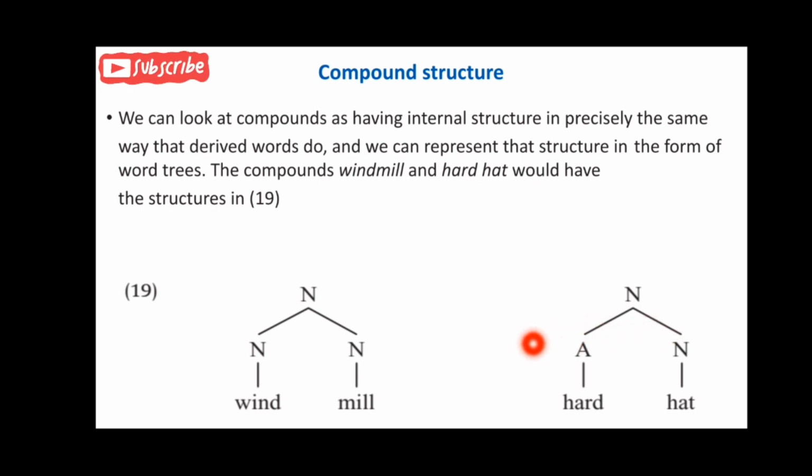And here we have hard hat. So hard is an adjective, and hat is a noun. You can see as a whole we can call it a noun, right? Even though we have one word that is an adjective and another word that is a noun, as a whole we call it a noun. Here we have noun plus noun, and as a whole we call it a noun, right?